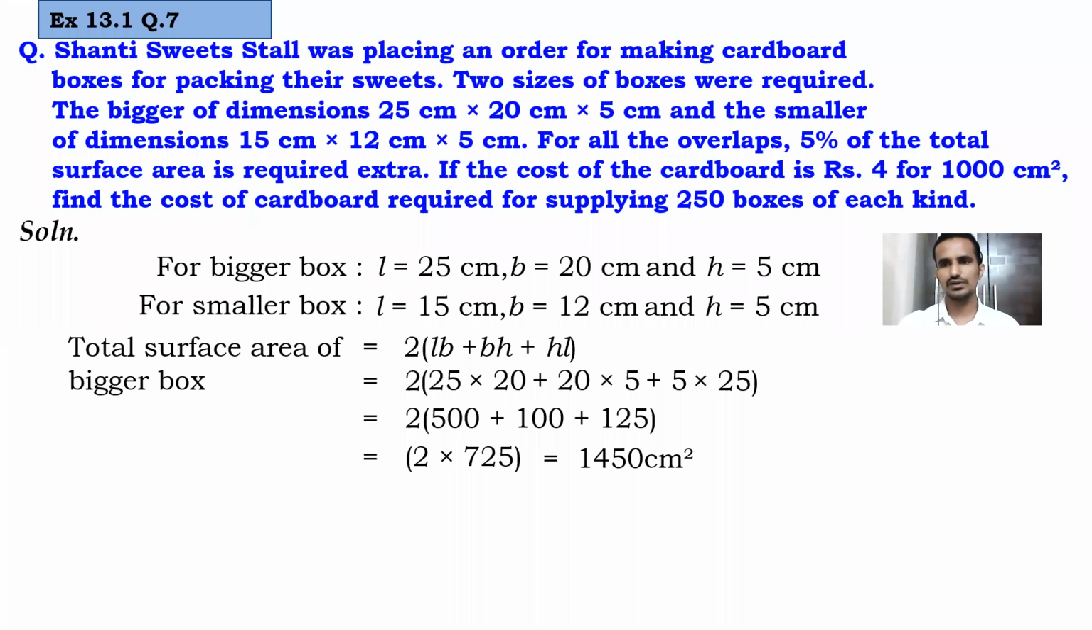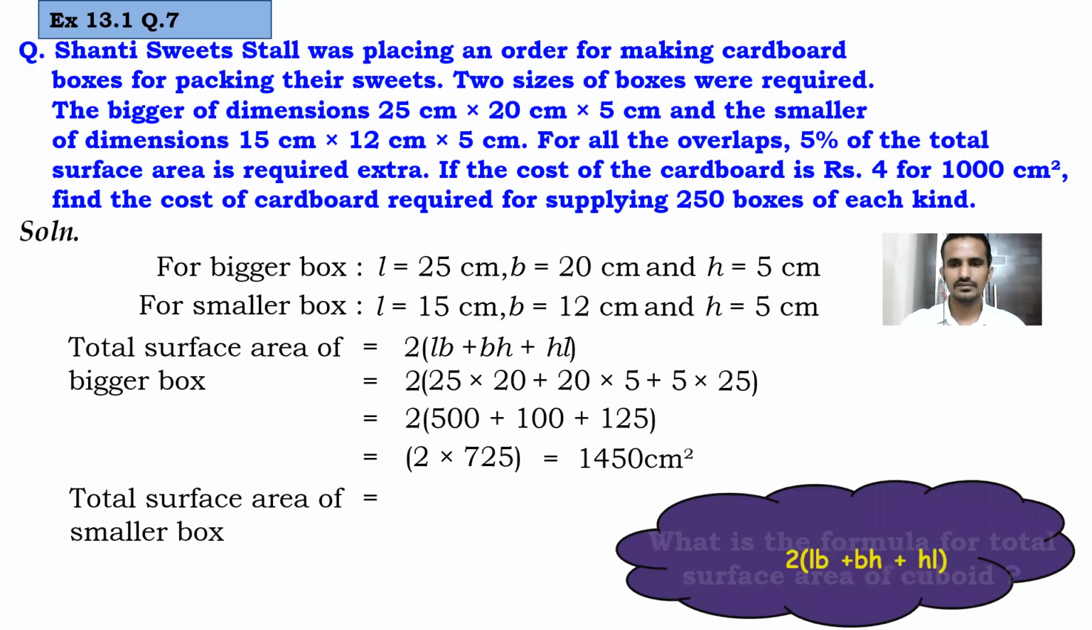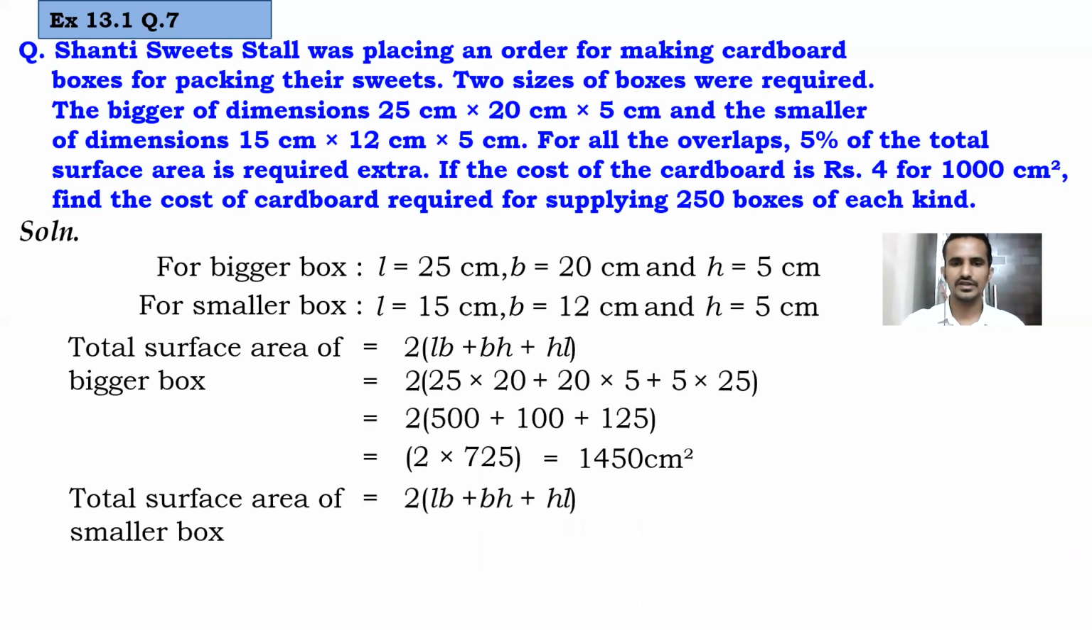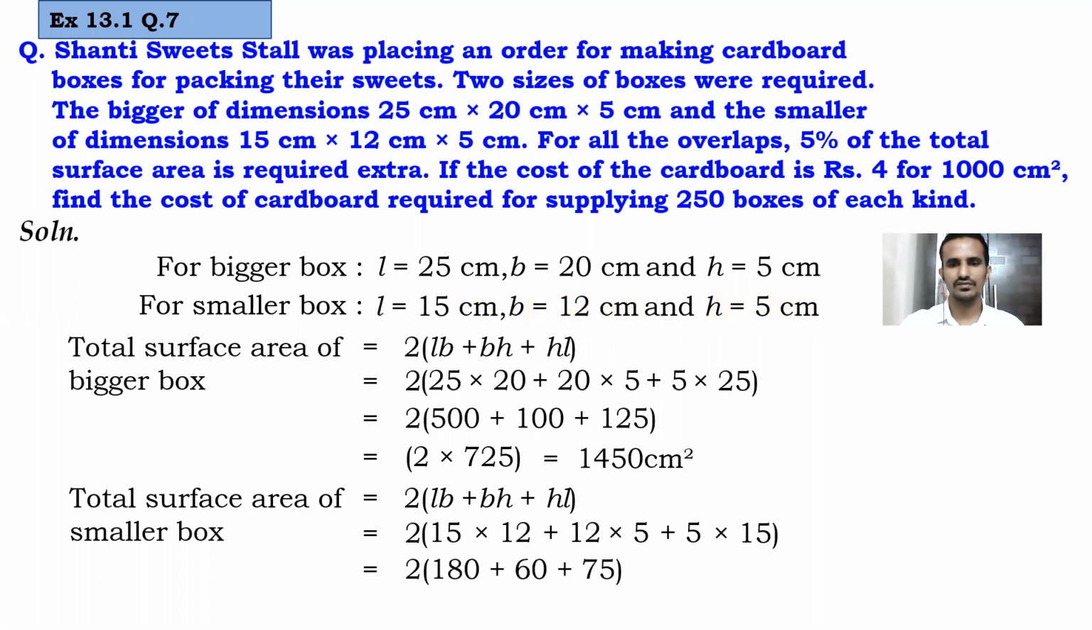Similarly, there is a smaller box also. So on the same lines, we'll find out the surface area of the smaller box also. So do this one now. Total surface area of the smaller box. The same formula we use: 2 in the bracket LB plus BH plus HL. But this time, the dimensions are different. So here it will be 2 in the bracket, length into breadth means 12 into 15, plus breadth into height means 12 into 5, plus L into H, that is 5 into 20.